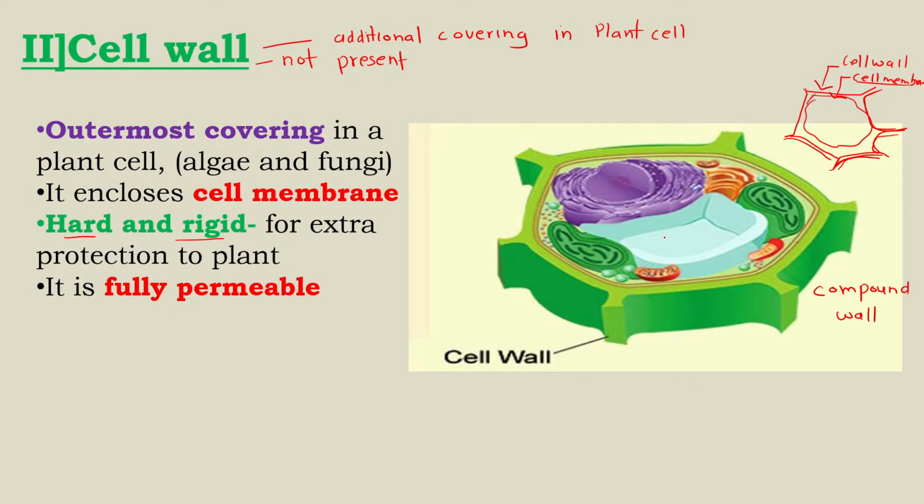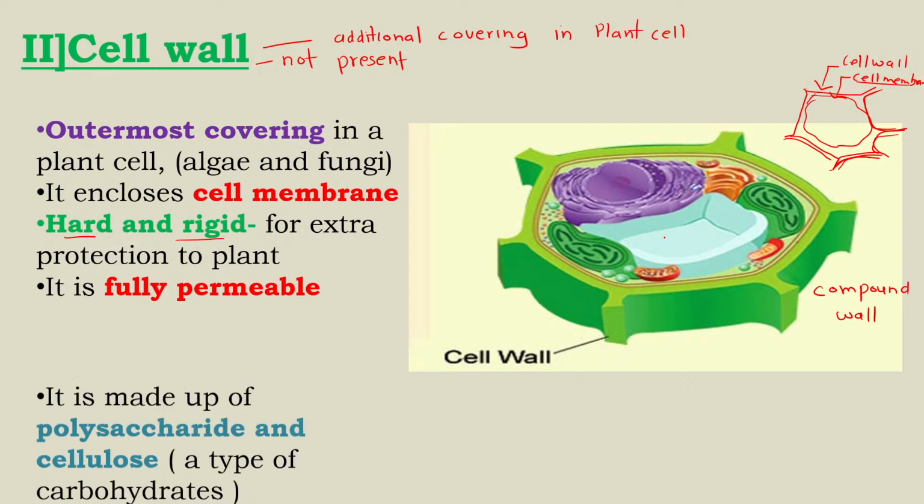This cell wall is fully permeable. What is meant by fully permeable? It is going to allow substances to enter the cell without any restriction. All kinds of substances can go inside, all kinds of substances can come outside. Okay, anyone can enter inside, anyone can come outside. Okay, it is the function of this cell wall.